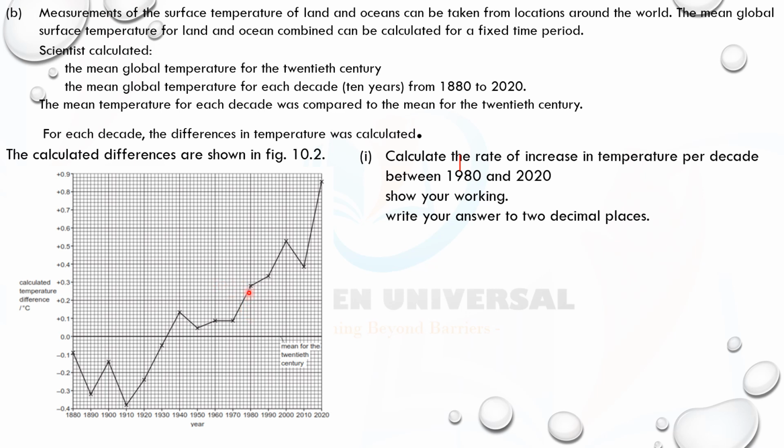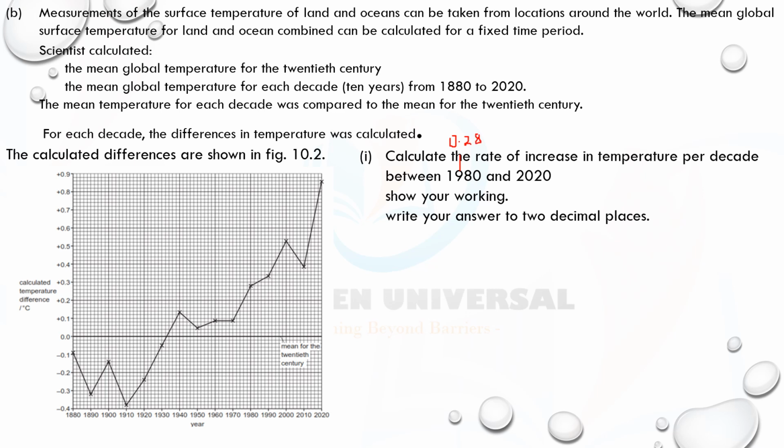1980 touches the graph here. So this is 0.2. How many boxes? 1, 2, 3, 4. About 4 boxes above 0.2. That will be 0.28. Yes, check it out. 0.28.